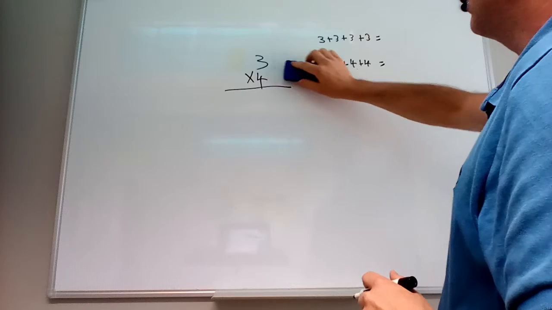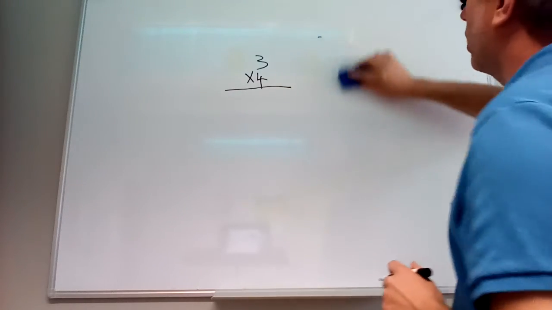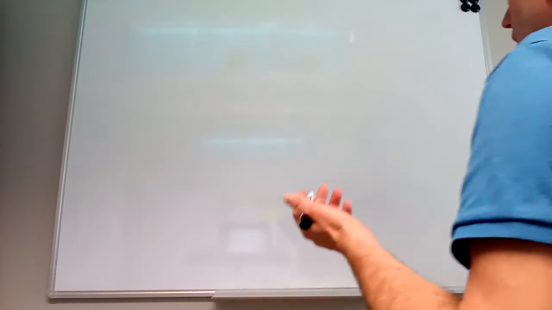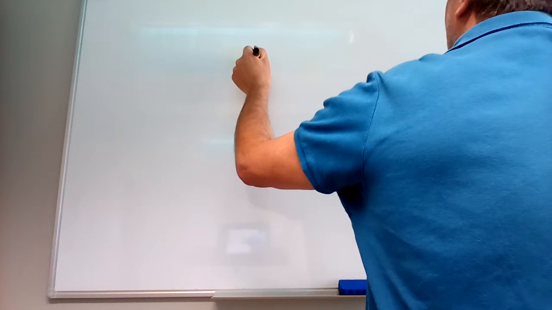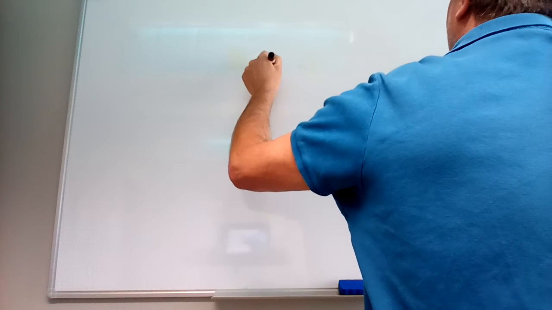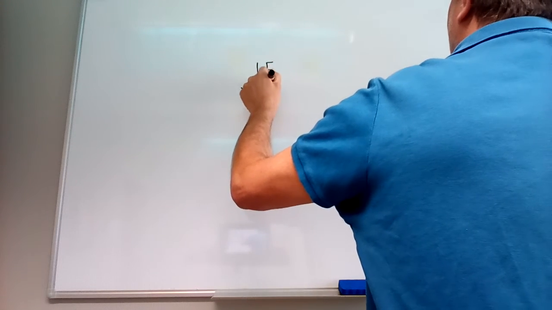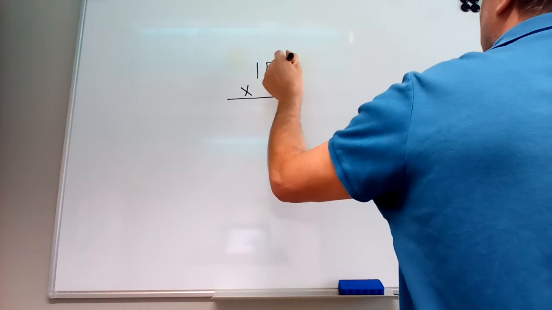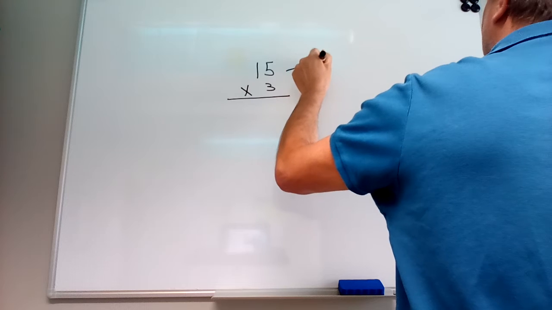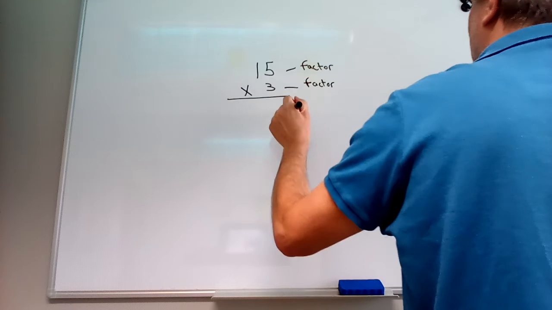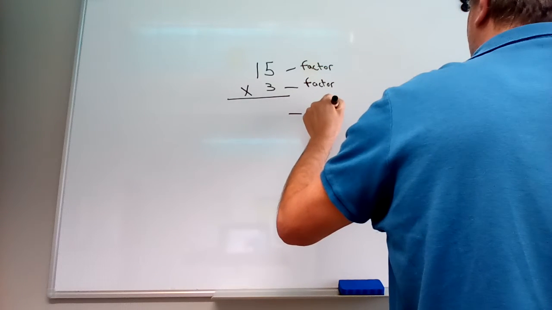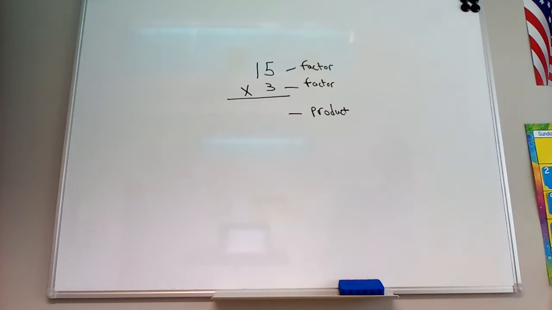These are our factors, and our answer is called our product. So that's what we're going to be working on today, is finding our products of some factors. And we're going to do 2 digits times 1 digit first. So let's go with 15 times 3. So these are our factors. This is a factor. This is a factor. And our answer is going to be called the product.